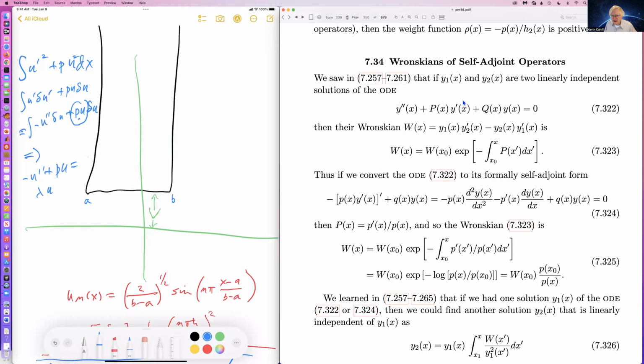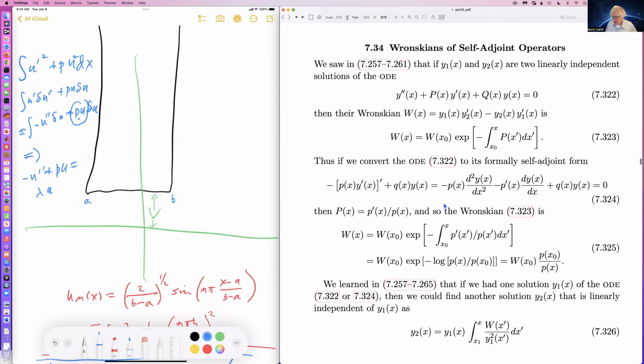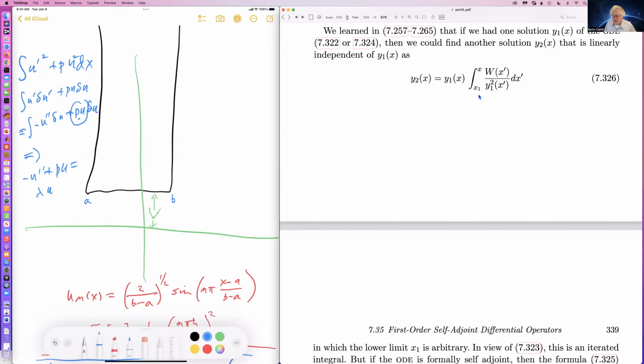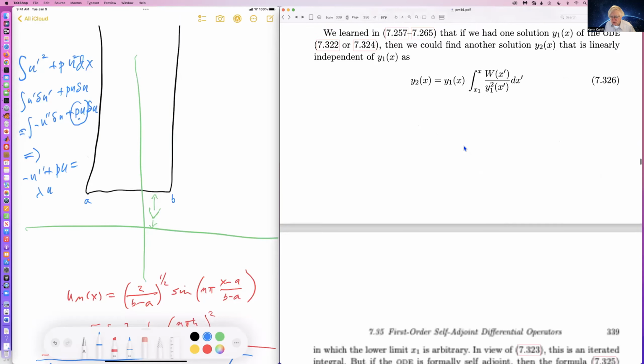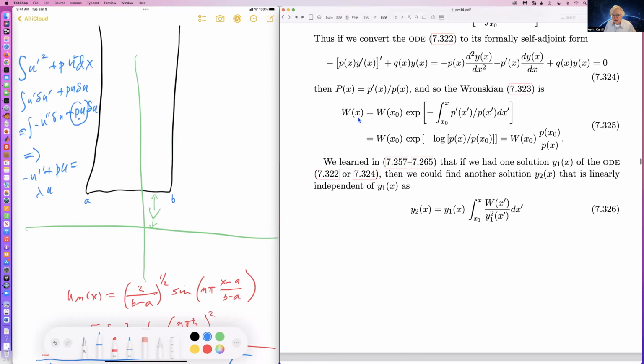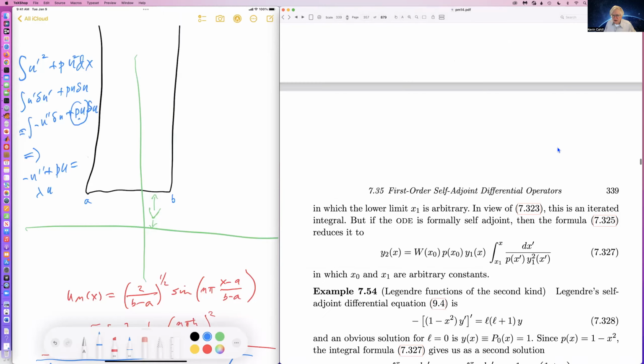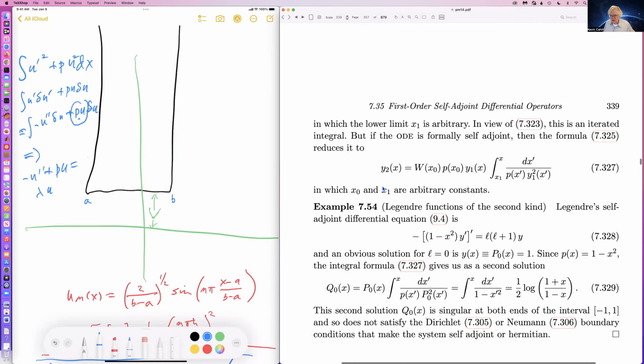And we saw that one nice property of self-adjoint operators is that when you use Wronski's method to find a second solution, the Wronskian is particularly simple for a self-adjoint operator. In fact, the Wronskian for a self-adjoint operator is just 1 over p, apart from a constant. And so the trick for finding the second solution is very simple. It's the first solution times this integral of 1 over p times the square of the first solution.